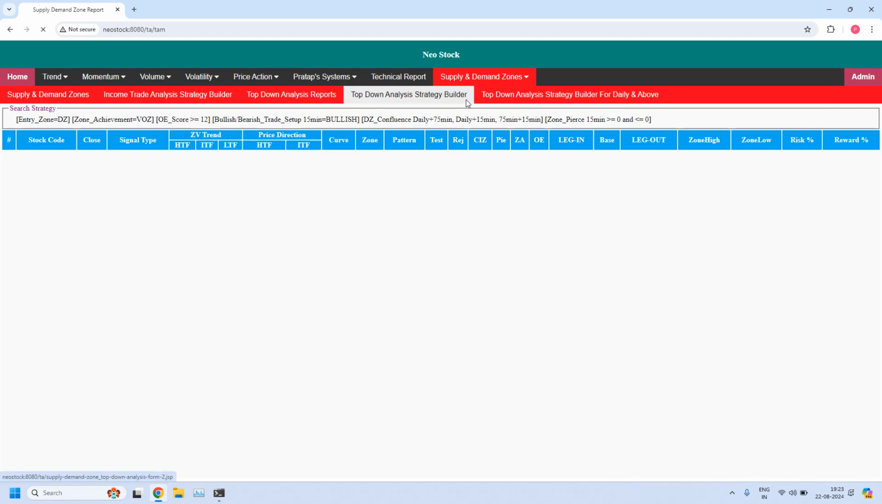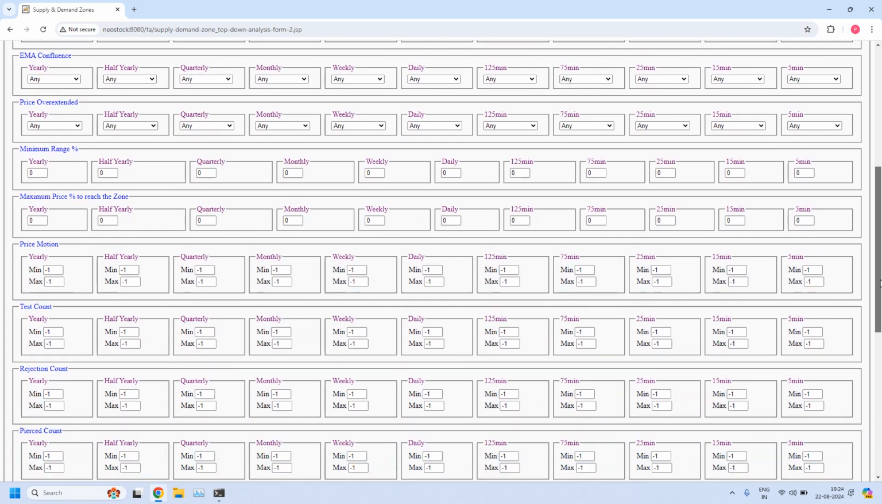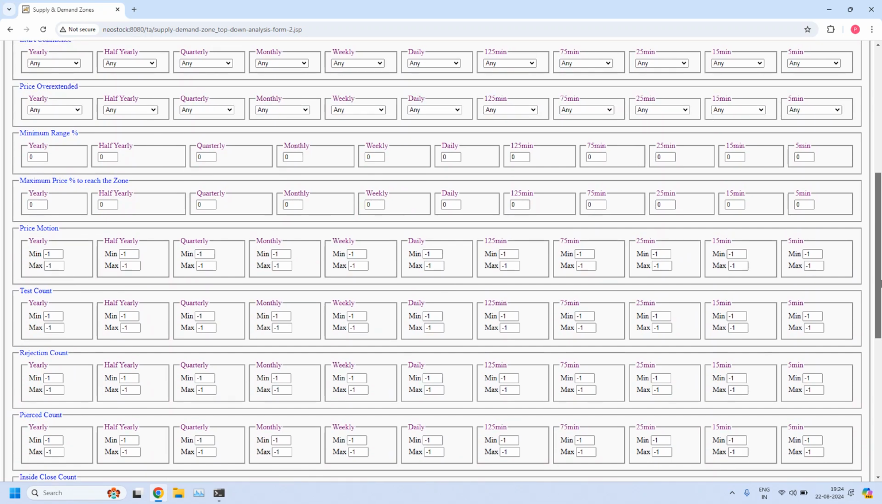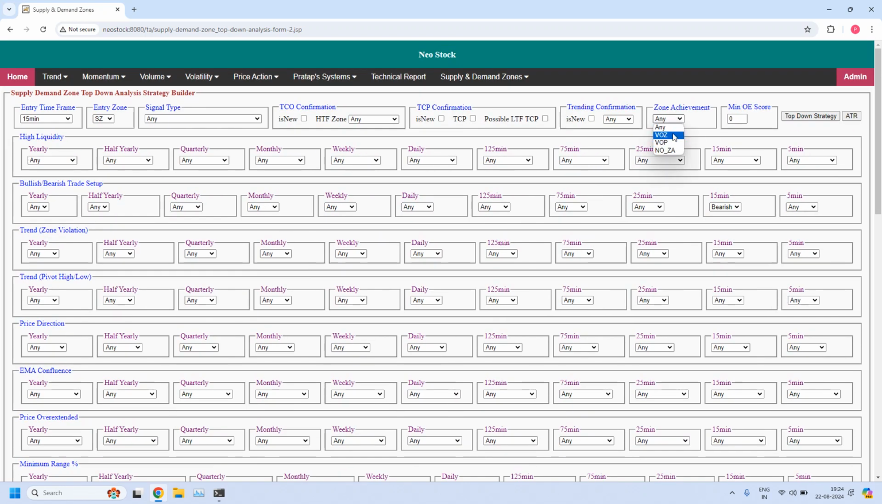Okay, the next report is a bearish trade setup for daily income trade. So entry time frame 15 minutes, entry zone is supply zone, and in bullish or bearish at 15 minutes time frame I am selecting bearish. This 15 minutes supply zone should not be pierced. So in the pierced count, in the 15 minutes time frame I am entering the minimum value 0, maximum value 0. Zone achievement is violated opposing zone, minimum odd enhancer score is 12.